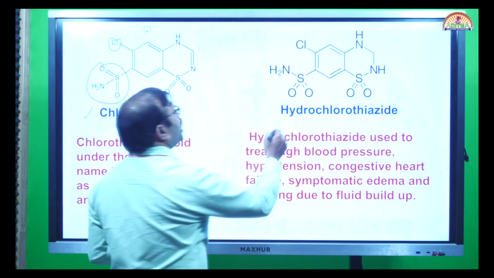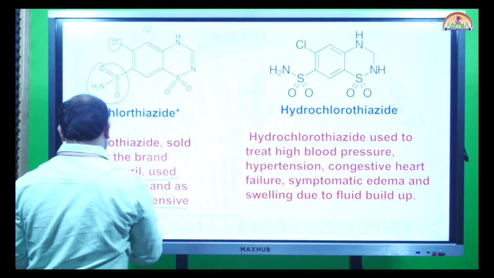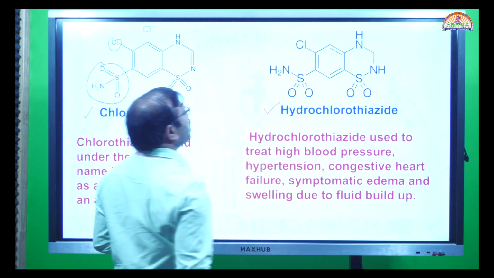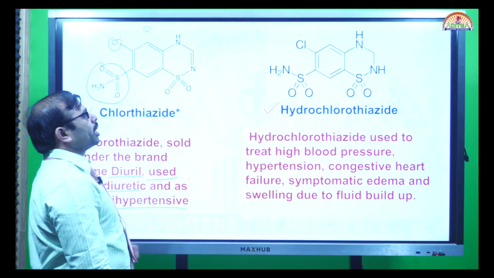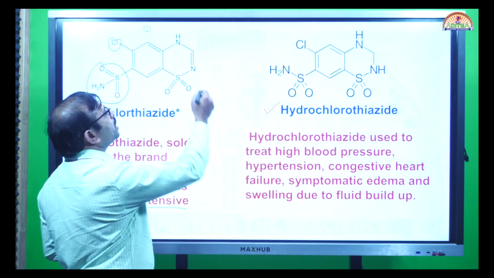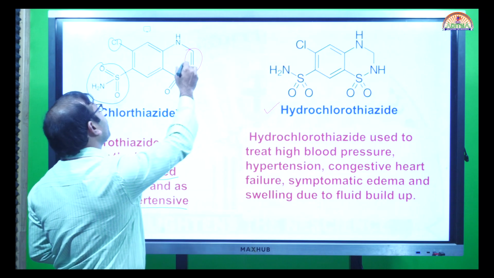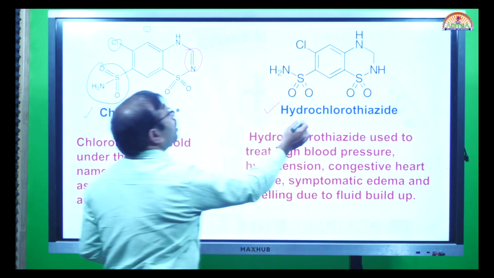Next is hydrochlorothiazide. This is about the hydrochlorothiazide, which is derived from chlorothiazide. Basically, the only difference is that the reduction of the double bond on the chlorothiazide leads to the hydrochlorothiazide.